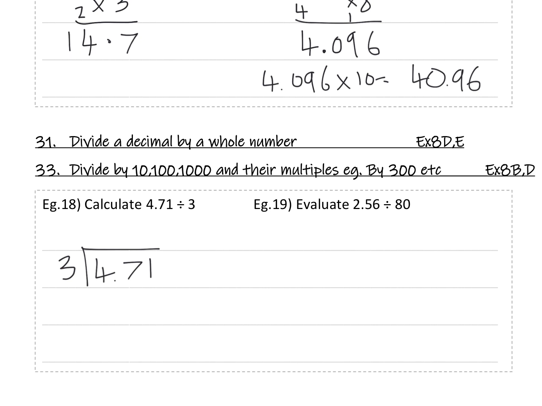So 3 goes into 4 once. You carry 1 over. 3 goes into 17 5 times. 3 5s are 15 with 2 left over. And then 3 goes into 21 7 times. So your answer is 1.57.